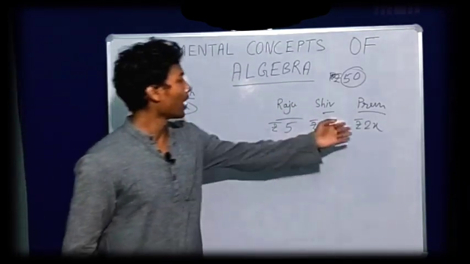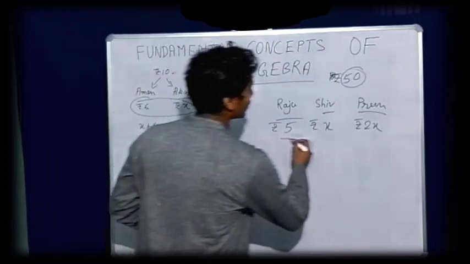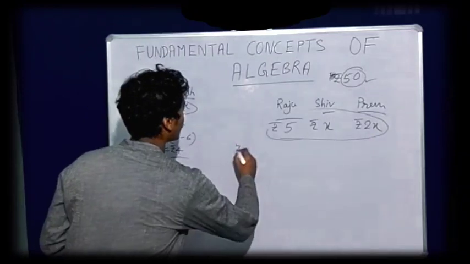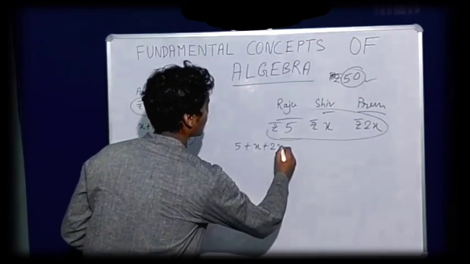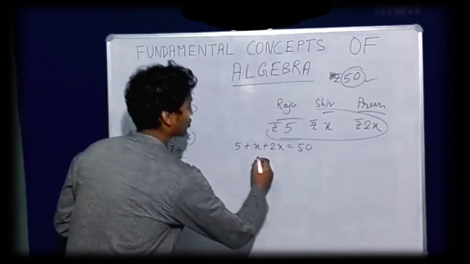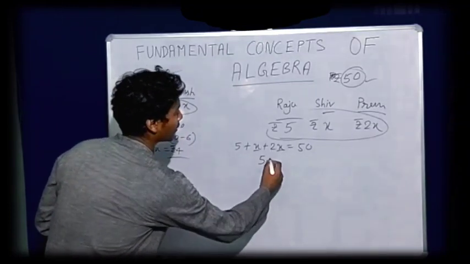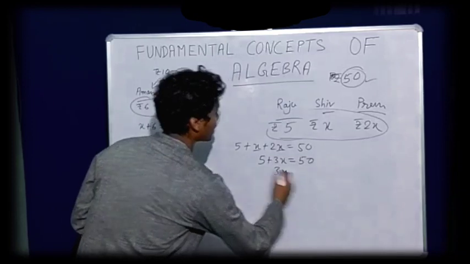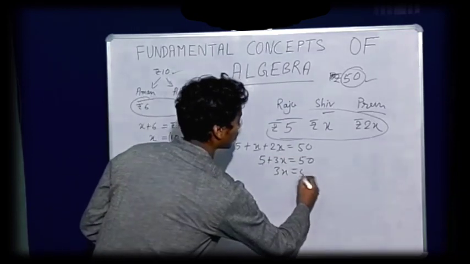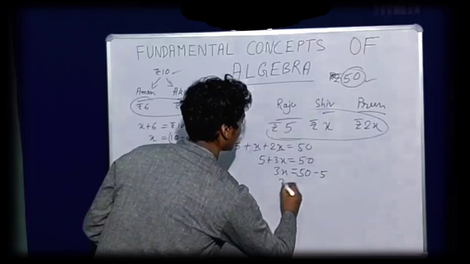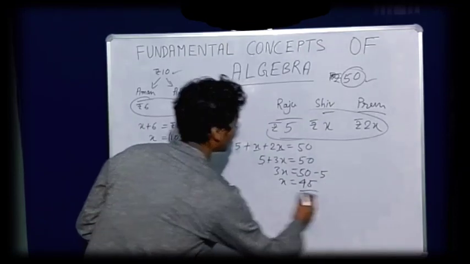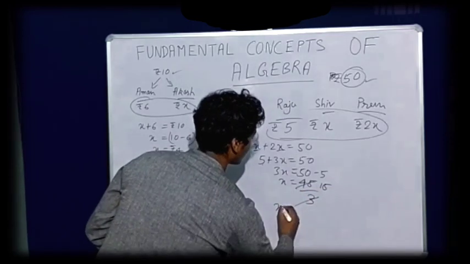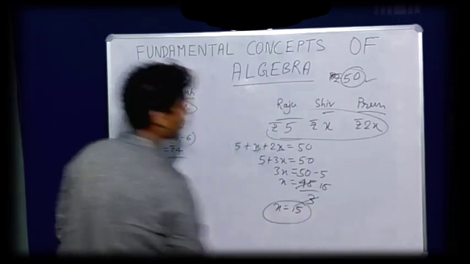So now we can say the sum total of these will be equal to 50. Let's do it. 5 plus x plus 2x will be equal to 50. So we can add the x part. 5 plus 3x will be equal to 50. So 3x, let's transpose 5, the constant, that side. So 50 minus 5, that will give us 45, and then we'll transpose 3. So 3 15s are 45. X is equal to 15.